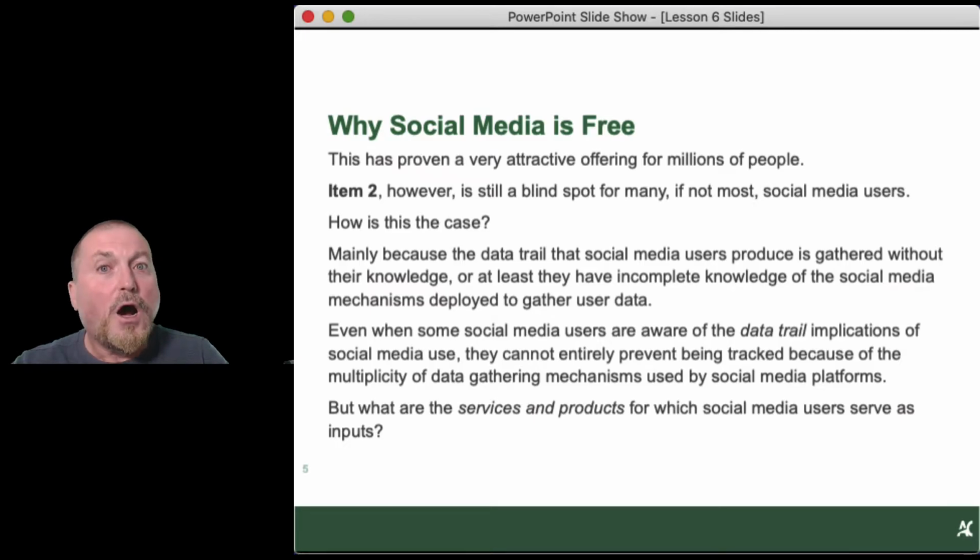Even when social media users are aware of the data trail, which people like I would be and many young people like you would be, they cannot entirely prevent being tracked because of the multiplicity of data gathering mechanisms used by social media platforms, right? Your computer IP address, your cell phone's technical address. Even if you say no to cookies or no to something else, they have other mechanisms for tracking you, tracking your phone, tracking your location. All of that is invaluable information for marketers, right? Invaluable information for other social groups that are trying to influence political agendas, let's say. Knowing where you go and why you go there is very powerful information, right?